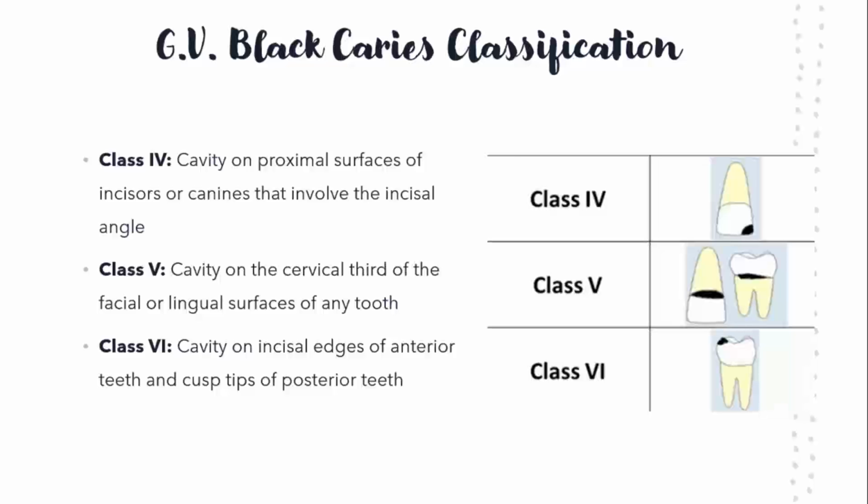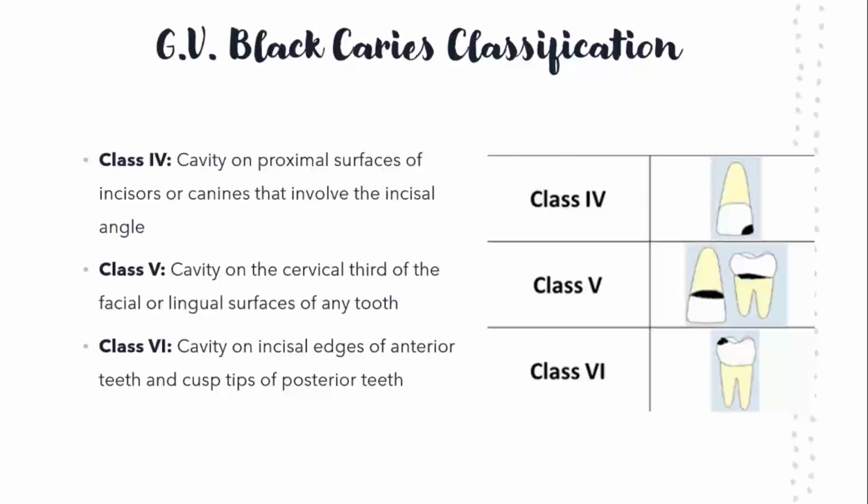Class 6, cavity on the incisal edges of anterior teeth and the cusp tips of posterior teeth. Class 6 corresponds to the very top surface of a tooth.